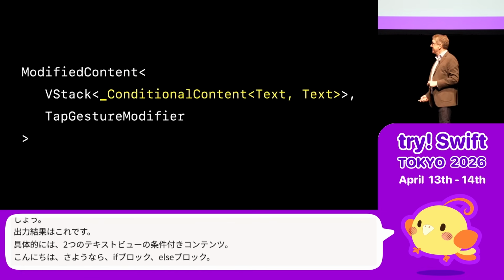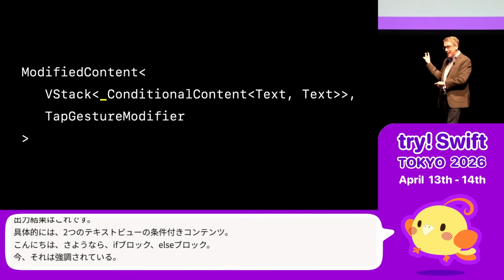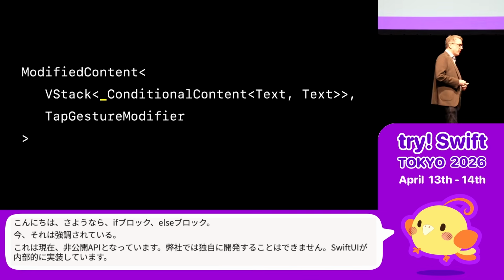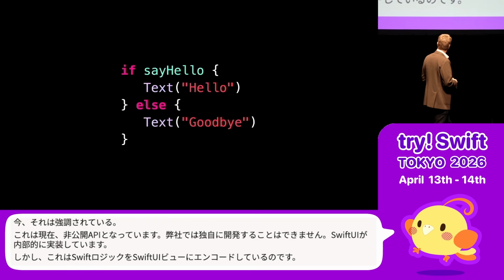Now, it is underscored. This is now a private API. We cannot make this ourselves. It's done internally by SwiftUI. But it is encoding our Swift logic into SwiftUI views, which is awesome. So we have this code here. If say hello, one thing, another thing.